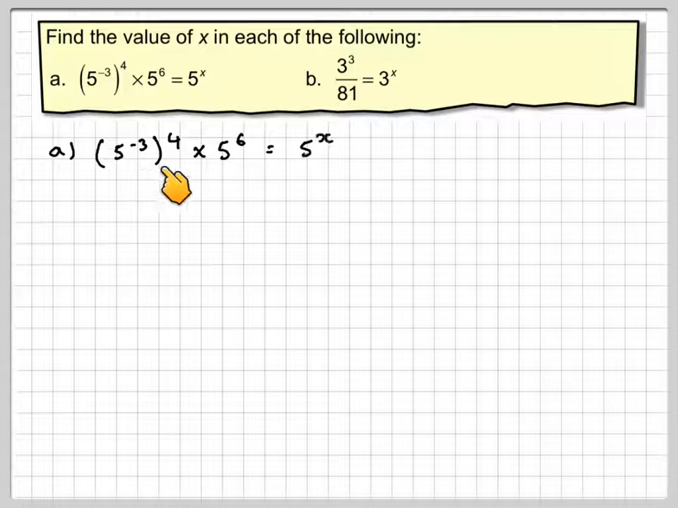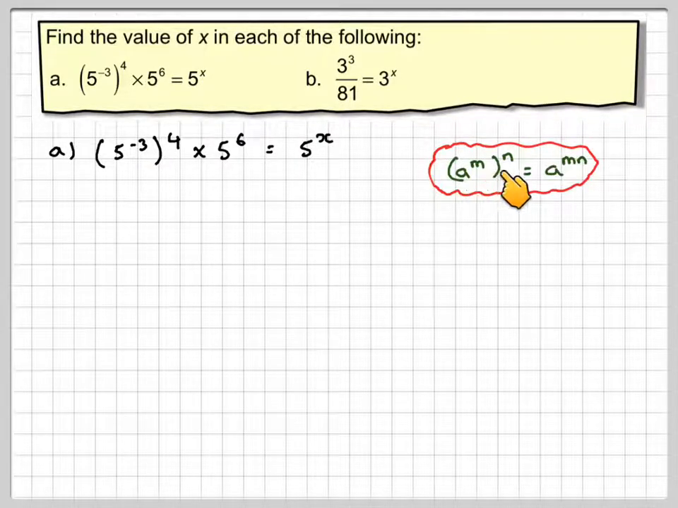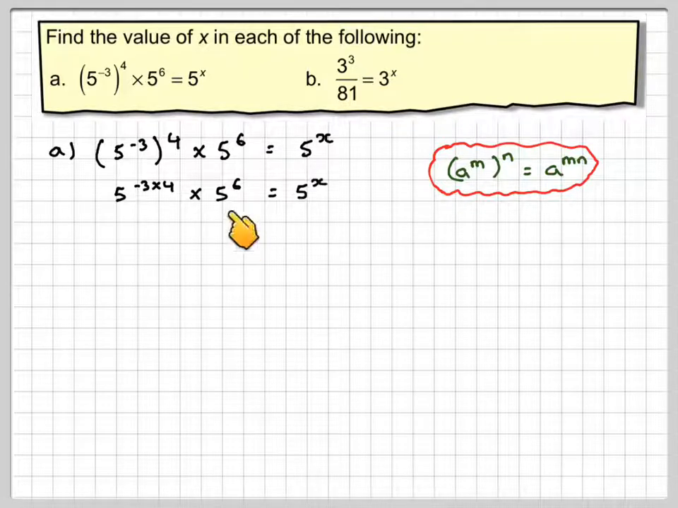So we've got 5 to the minus 3 to the power of 4 times 5 to the 6 is 5 to the x. What we need to do is make the base just 5, so we've got to collect all these together. Using (a to the m) to the n is equal to a to the mn on this bit here, this becomes 5 to the minus 3 times 4 times 5 to the 6 is 5 to the x. So that becomes 5 to the minus 12 times 5 to the 6 is equal to 5 to the x.